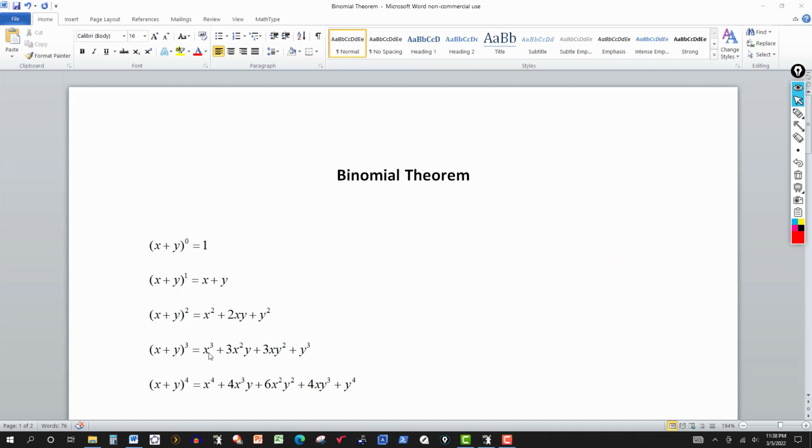Again, emphasize, what we have over here, the first term of the expansion is always the first term of the binomial taken to that power, whatever it is. In this case, 4. We're looking at this one here. The last term, in this case, y taken to the 4th power, y to the 4th. And there's always one more term than you have in the exponent for the binomial.